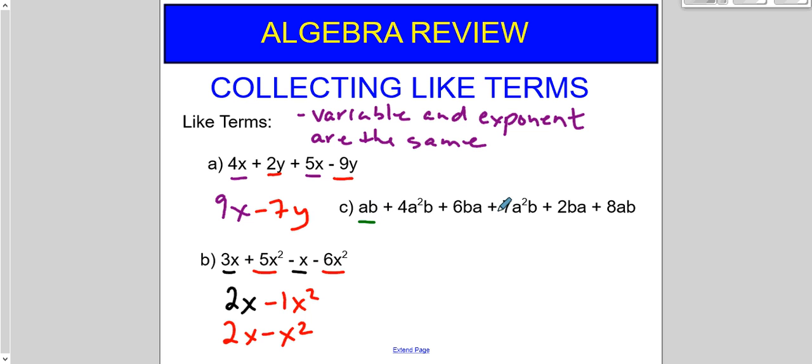We have an AB, so there's no number there, so that's like a 1, and I have a 6BA. Because this is multiplication, whether or not you write it as AB or BA, it means the exact same thing. So these are the same terms, okay? Same here, 2BA and 8AB. All four of those are the same. So order does not matter with multiplication.